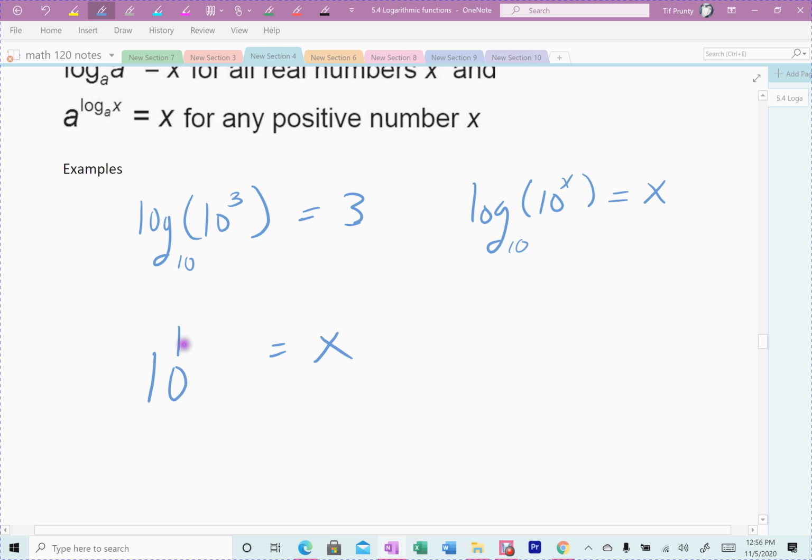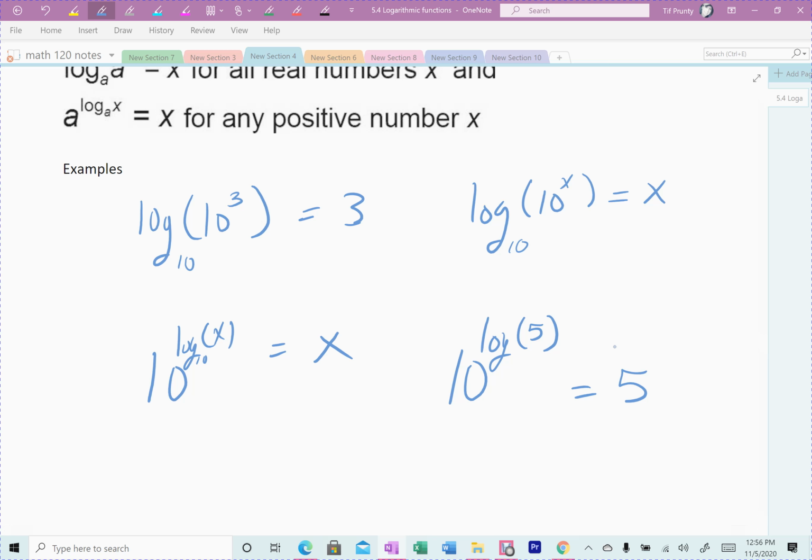So it's 10 raised to the log of x, right? The log of x is log base 10. So if I had 10 to the log of 5, the answer comes out 5. And if you typed it in the calculator, 10 raised to the log of 5, you should get a 5 back out.